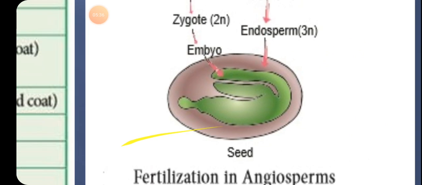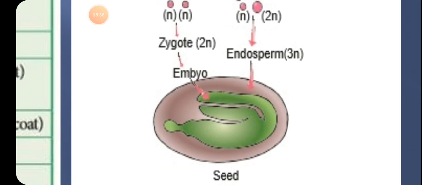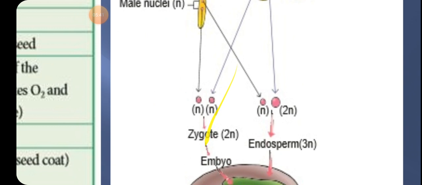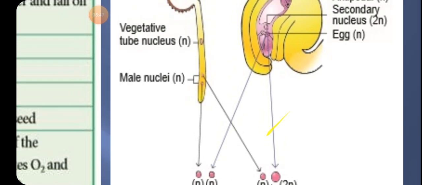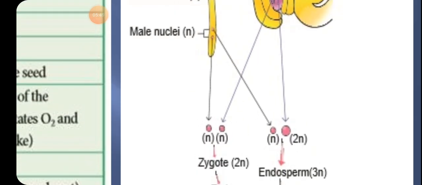Now, during fertilization, one nucleus comes from the male gamete and one egg comes from the female side. Both fuse and form a 2n zygote.